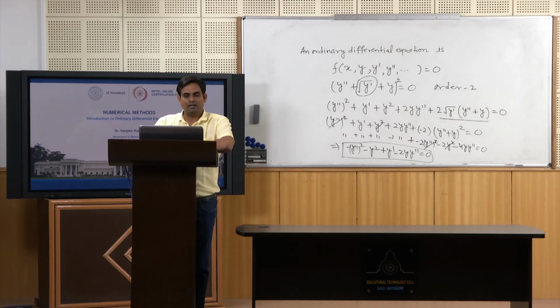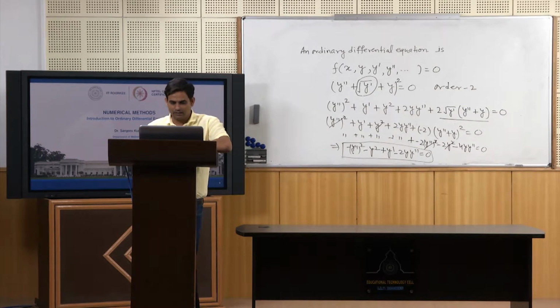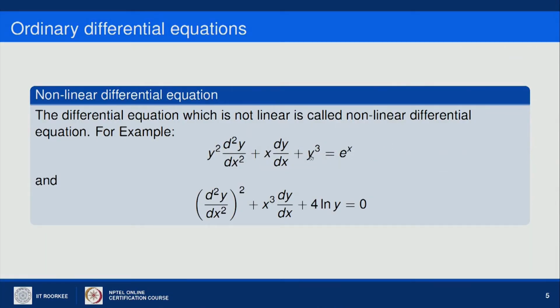If the differential equation is not linear, then it is said to be a non-linear differential equation. For example, in this differential equation, you can note this term here is y cube. So, here I have degree 3 of the dependent variable y, so it is non-linear due to this term. Moreover, the first term is the product of y square with the second order derivative of y. So, it is again a non-linear term, and hence it is a non-linear differential equation.